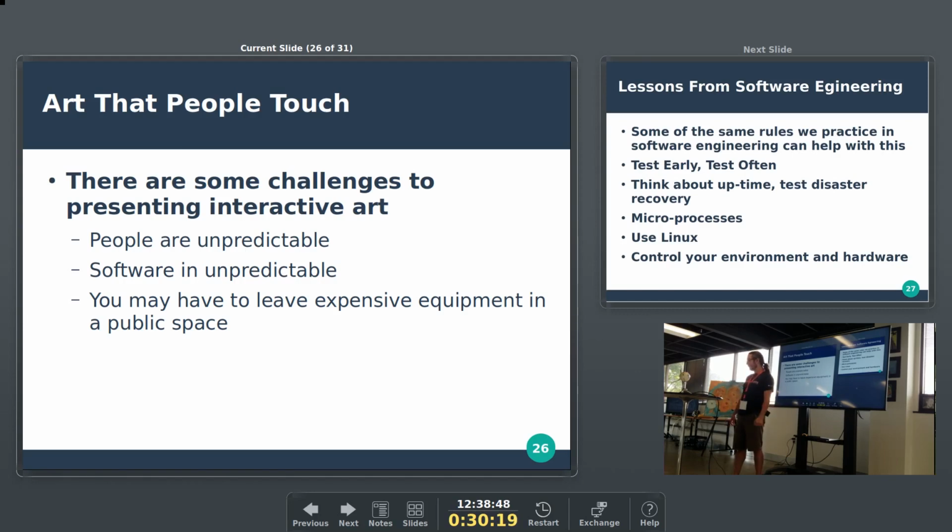Also, there's the issue that you're leaving expensive equipment in a public space. That's something you don't necessarily think about at first when you're planning this and making it on your computer, and then you get accepted to present it somewhere. It's like, oh, wait, crap. Do I want to leave my MacBook in this gallery overnight for a month?